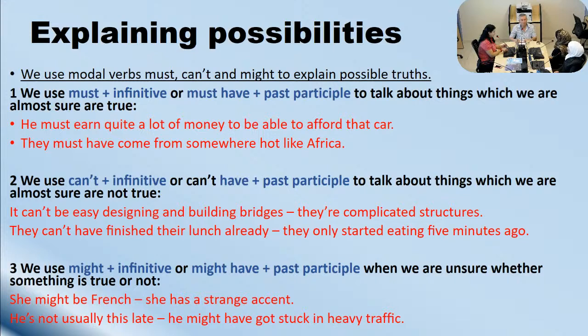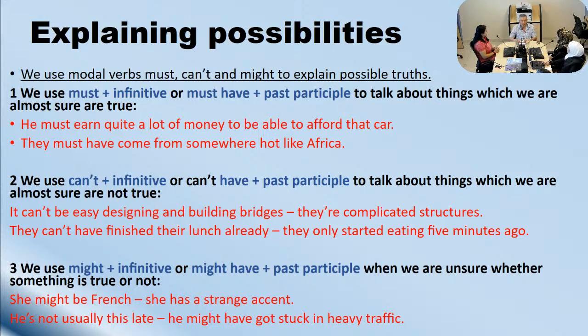Number 3, we use might plus infinitive or might have plus past participle when we are unsure whether something is true or not. For example, she might be French. She has a strange accent. He's not usually this late. He might have got stuck in heavy traffic.